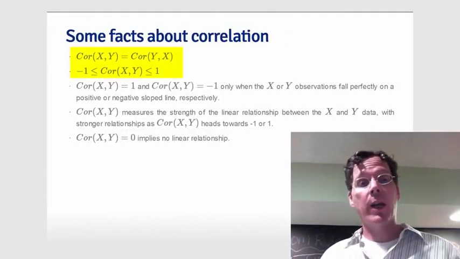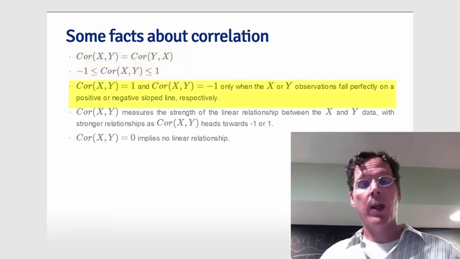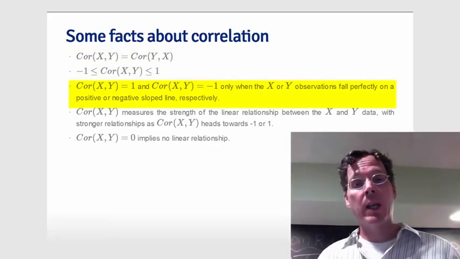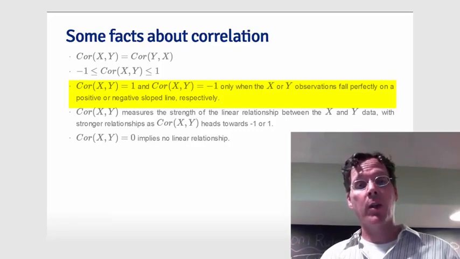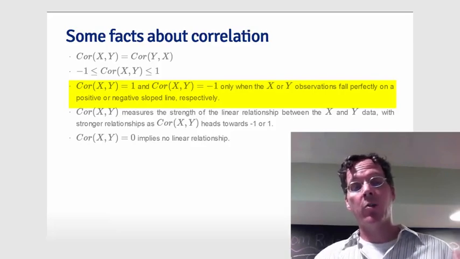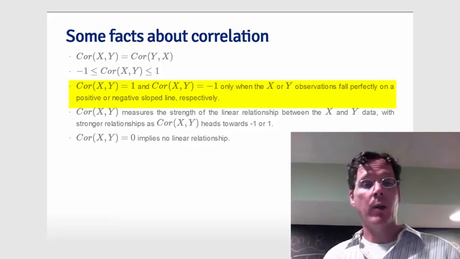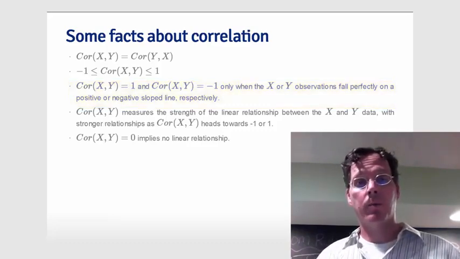The correlation has to be between -1 and +1. And it's only going to achieve these bounds, -1 or +1, when the x and y observations fall perfectly on a positively or negatively sloped line, respectively. In other words, a positive line for a correlation of 1 and a negative line for a correlation of -1.